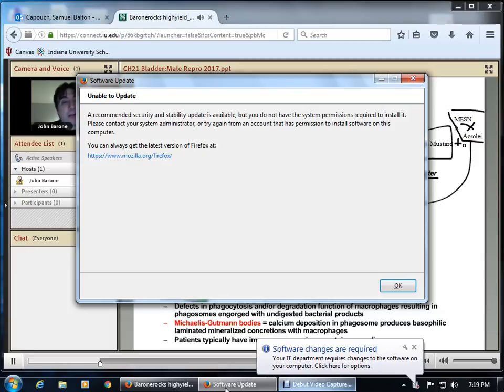This is called malakoplakia. Now, plakia is a plaque. So you'll see these plaque-like lesions inside the bladder. Now, this is due to defects in phagocytosis, so the macrophages either have trouble eating or they have trouble digesting. It's kind of like indigestion of macrophages.